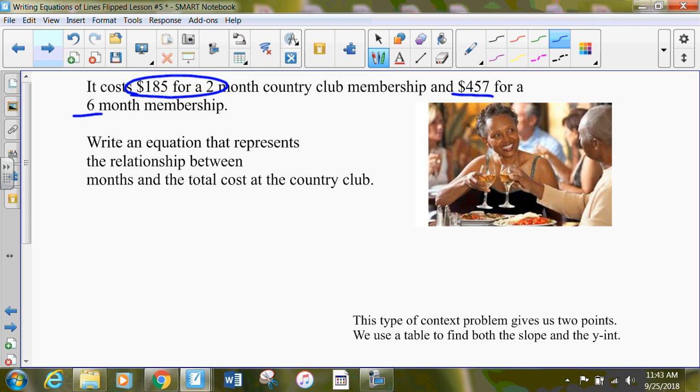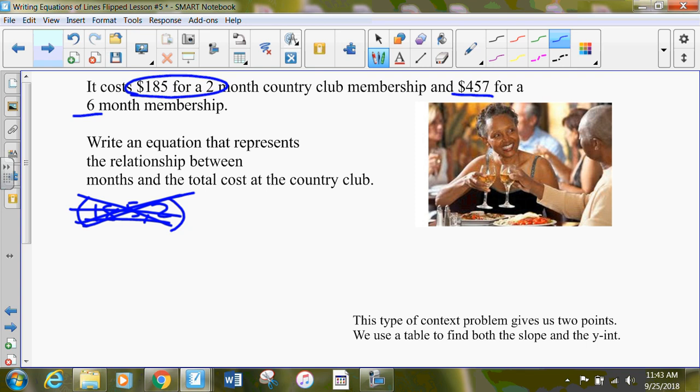Now, it says $185 for 2 months. I am not going to write 185, 2. I am not going to write it that way. We'll get the wrong answer. We have to go back to what X and Y stand for.